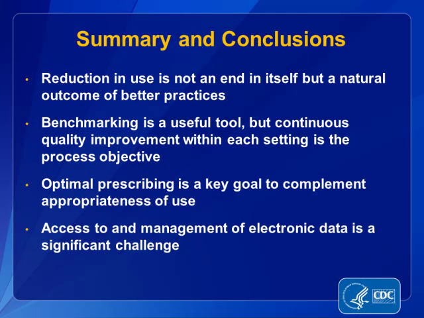Reduction in use of antibiotics is not an end in itself. It's a natural outcome of better practices, both for prescribing and preventing infections. Benchmarking is a useful tool, but within every institution, you need to use that data for continuous quality improvement. The emphasis, as you saw this morning, on continuous. If you don't continue the program, you get backsliding. Optimal prescribing is a key goal to complement the appropriateness of use, and managing this incredible amount of electronic data is something that we're only now learning to get a handle on.